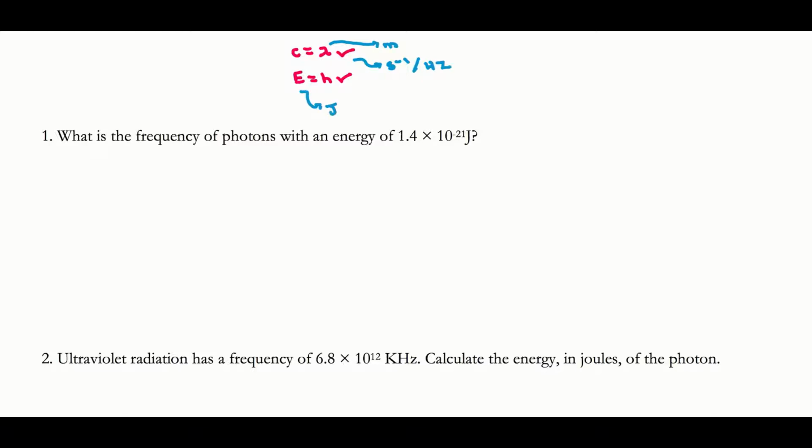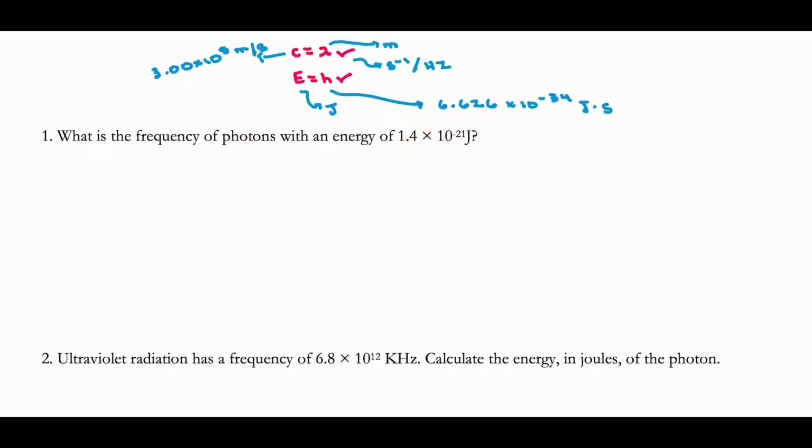C is your speed of light, which is 3.00 times 10 to the 8th, and its units are meters per second. Okay? And Planck's constant is 6.626, and the units for this are joules times seconds. Okay, so let's just jump in and do a problem.